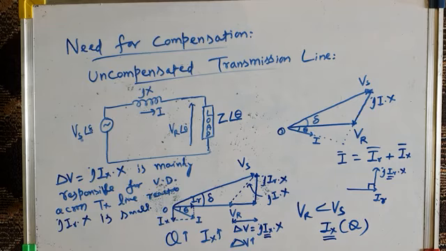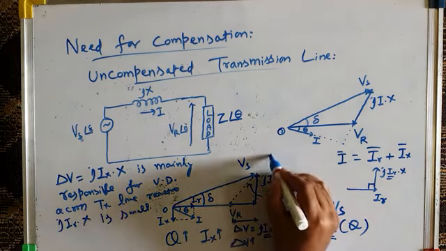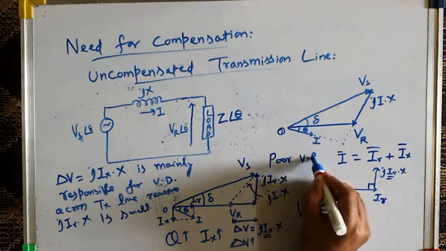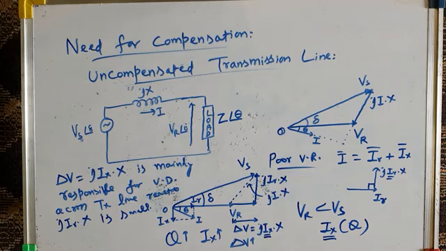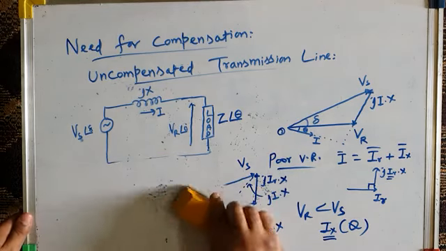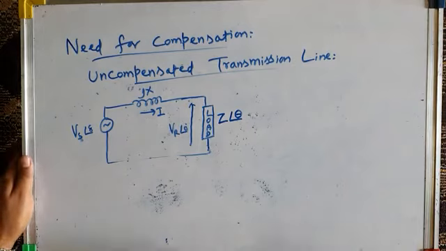And if the reactive power drawn by the load is very large, then this drop will be very large and receiving end voltage may become much smaller than sending end voltage, and it will result in poor voltage regulation at a particular bus. Voltage regulation will be poor. So therefore uncompensated transmission line is a problem. We cannot just go for uncompensated transmission line, because if a substantial amount of reactive power is flowing over the transmission line, that will cause delta V to increase, and that will cause VR to be much less than Vs, and that will cause poor voltage regulation. So therefore there is a need for compensation. I will draw this diagram again here.